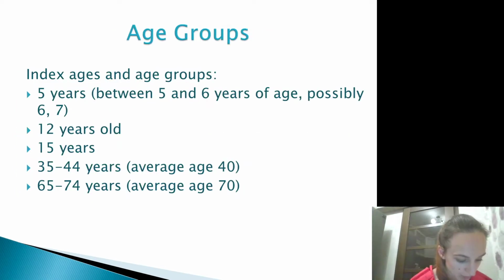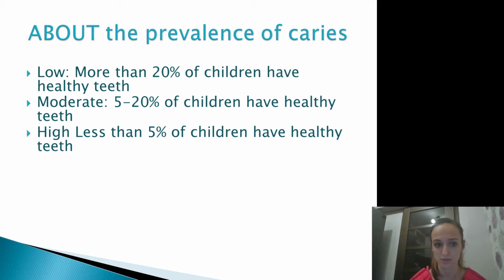Age group. Index age and age groups. Please look, it's very necessary information. The ages are 5 years, which is between 5 and 6 years of age, maybe 6 or 7. The next ones are 12 years old, 15 years old, and so from 35 to 44 years, and from 65 to 74 years.